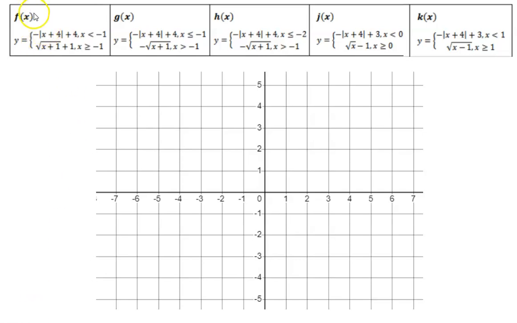If we want to sketch the function for f of x, then we're going to look at the first subfunction, which is an absolute value. Everything before the comma is the subfunction. Then after the comma, that's the subdomain, the part of the function that we're going to keep.